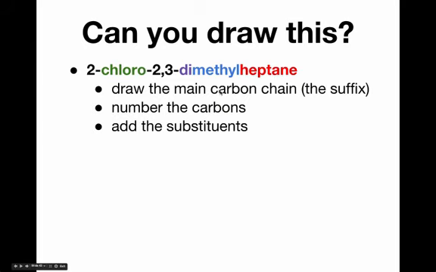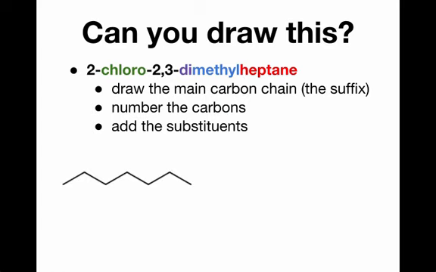Some suggestions, just in case you haven't paused yet. What I would do is I would look at the very end of the name. It says heptane, so I would figure out what that means. I would draw the main carbon chain. That's the end part of the name. Then I would number the carbons in my main carbon chain and add the substitutions that are given in the beginning part of the name.